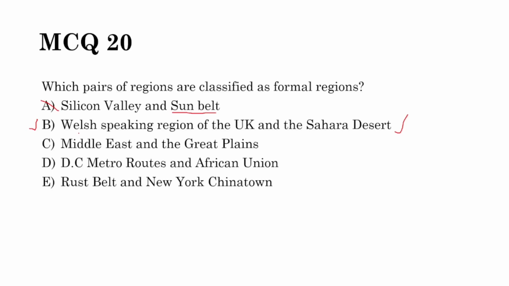C, the Middle East and the Great Plains. Well, the Great Plains is a formal region. That's a natural landscape. It's a geographic feature. What about the Middle East? Well, the Middle East can vary depending on who you're talking to. It's a perceptual region. So that's going to make C incorrect here.